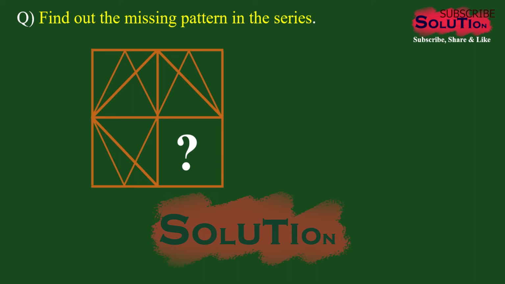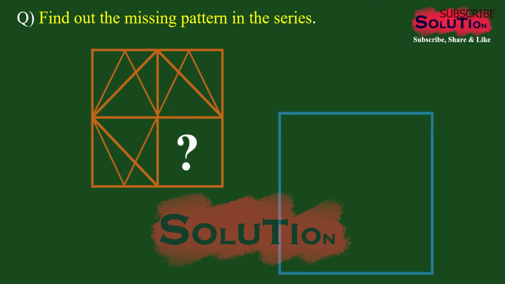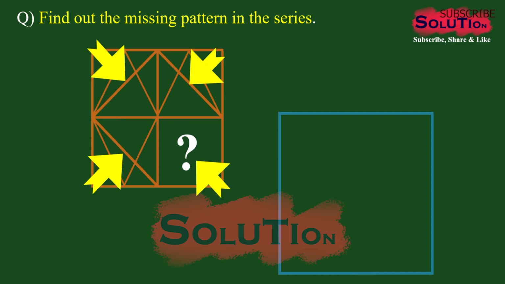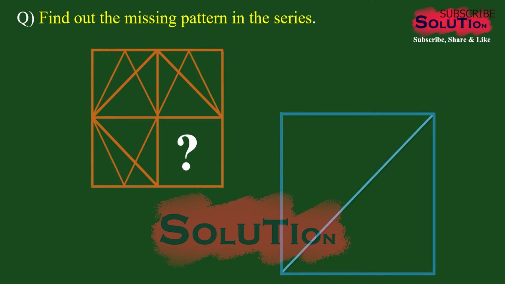Find out the missing pattern in the series. In the box where the question mark is written, we have to find out what will come here. So let us draw a big box, that is the question mark box. Now you see there are three lines, right? Diagonally it is joining, and you can see how it is moving. If we check the pattern, we can expect in the fourth box the line must be like this, right?